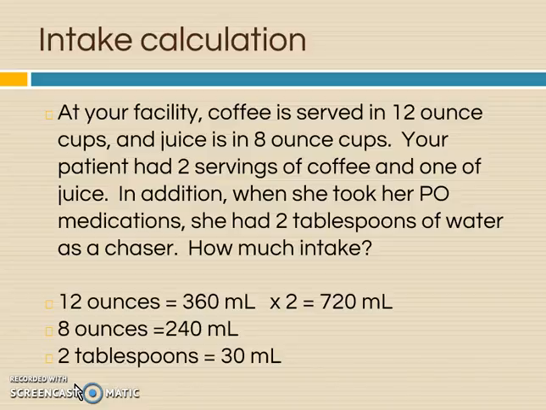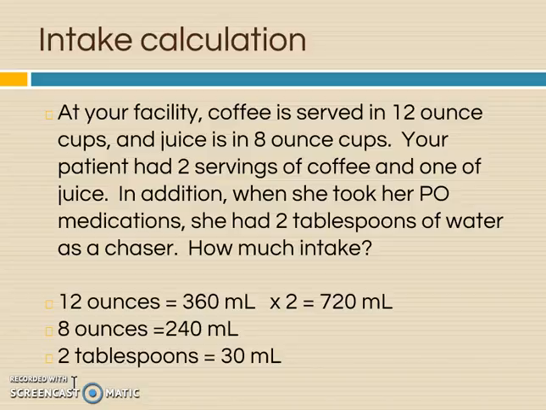So here we go. At your facility, coffee is served in 12-ounce cups. Nice, good, big cup of coffee. And juice is in 8-ounce cups. Your patient had 2 servings of coffee and 1 of juice. In addition, when she took her by-mouth medications, she had 2 tablespoons of water to swallow it down. So how much would the intake be?